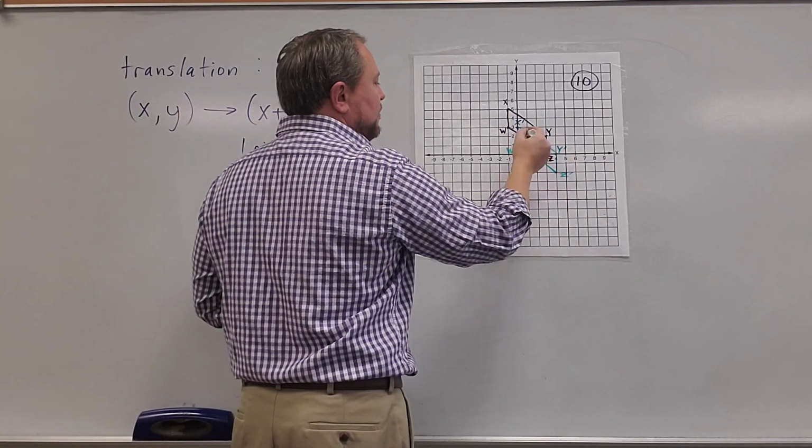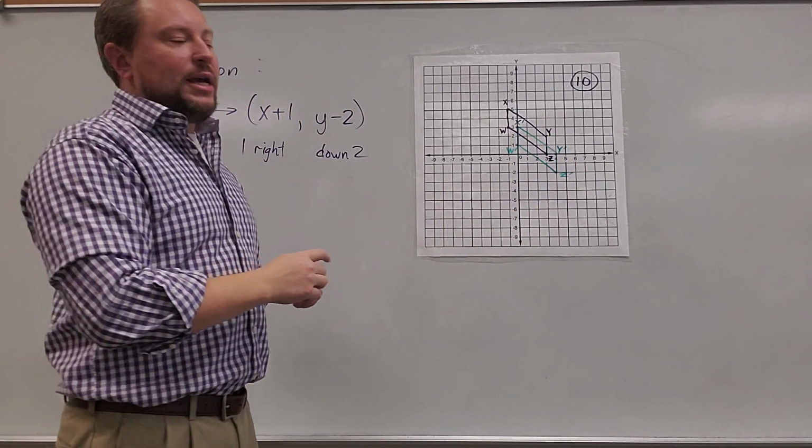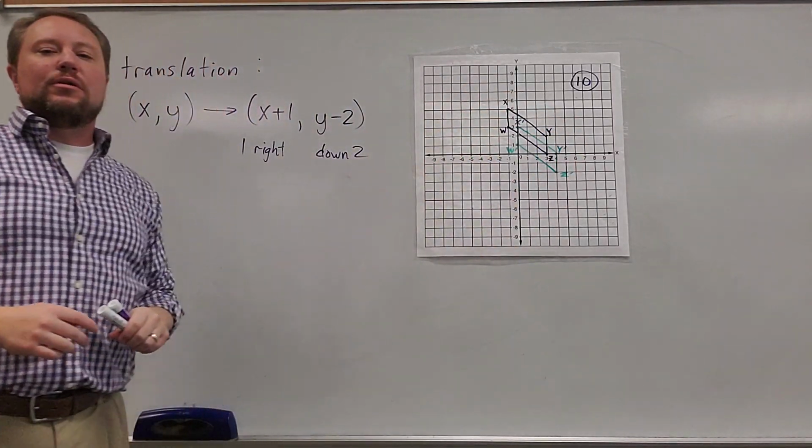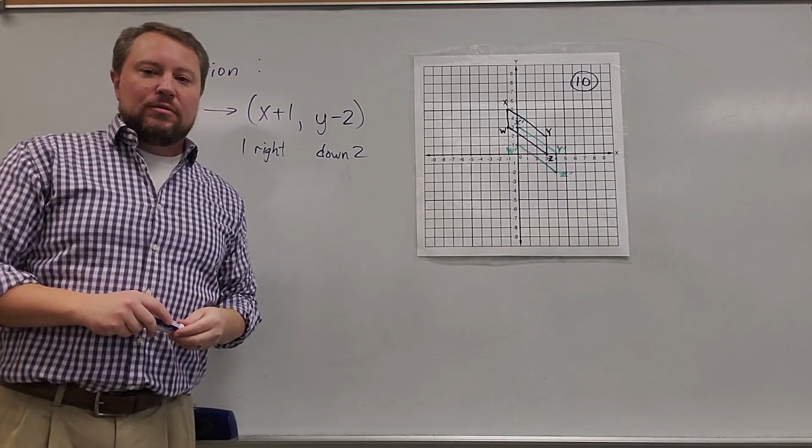As you can see, it didn't change in its general shape. It just went 1 to the right, down 2. Everything went 1 to the right, down 2.